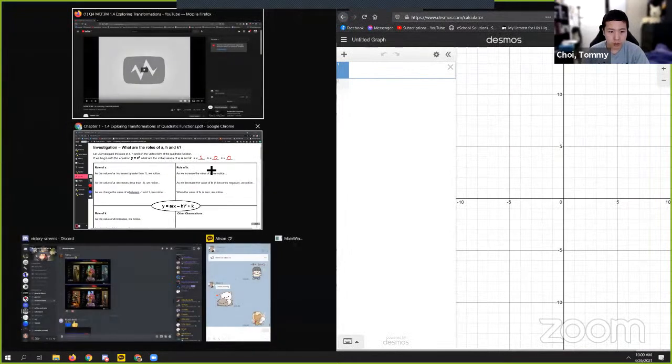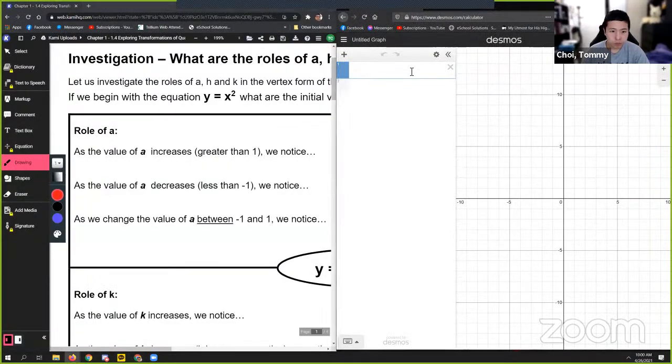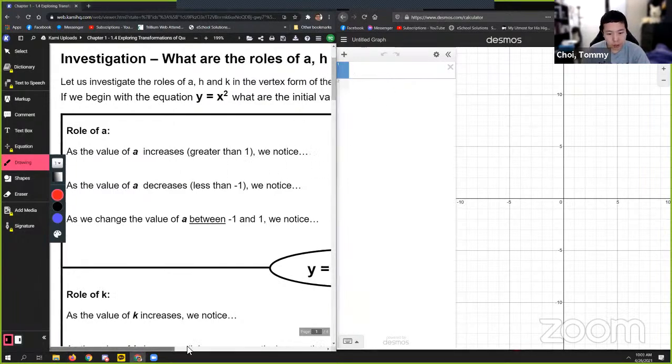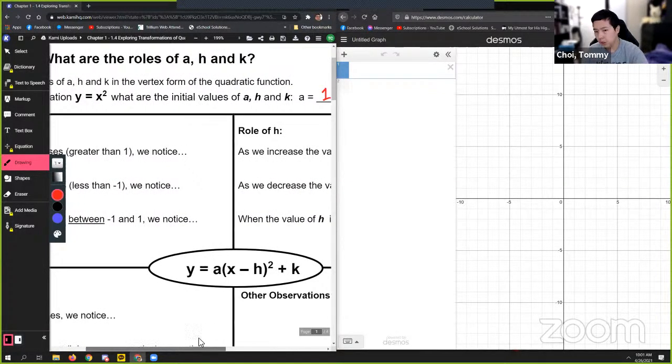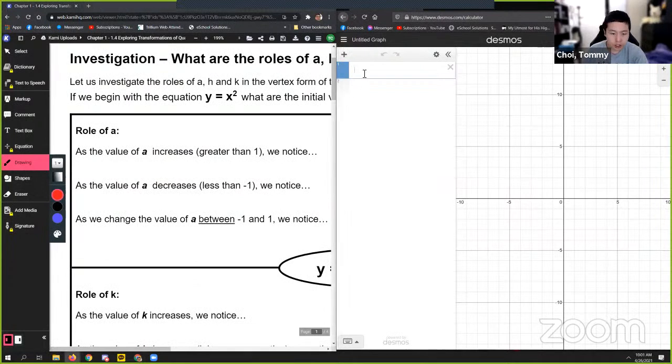So let's go through the role of A first, right? For A, as the value of A increases greater than 1, what do we notice? The equation that we're using is y equals a times (x minus h) squared plus k. So if we change the value of A, we start with x squared, which is this function right here.